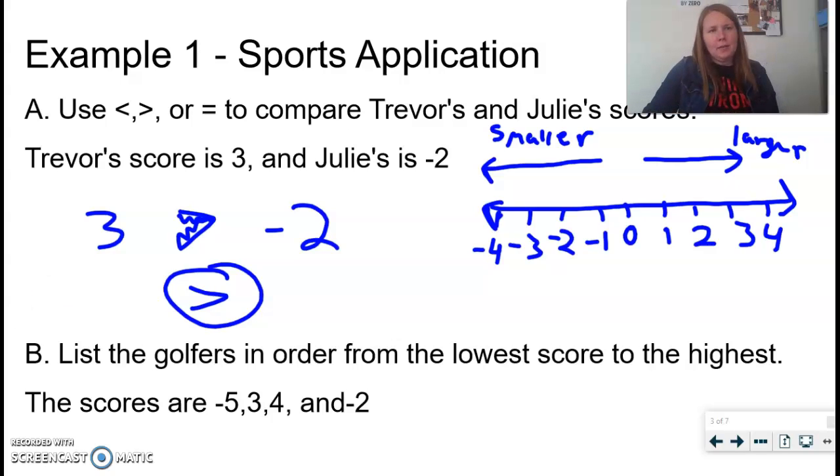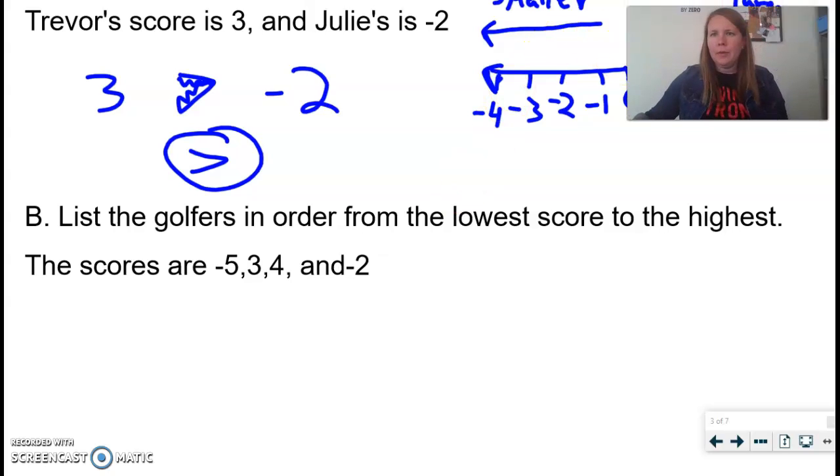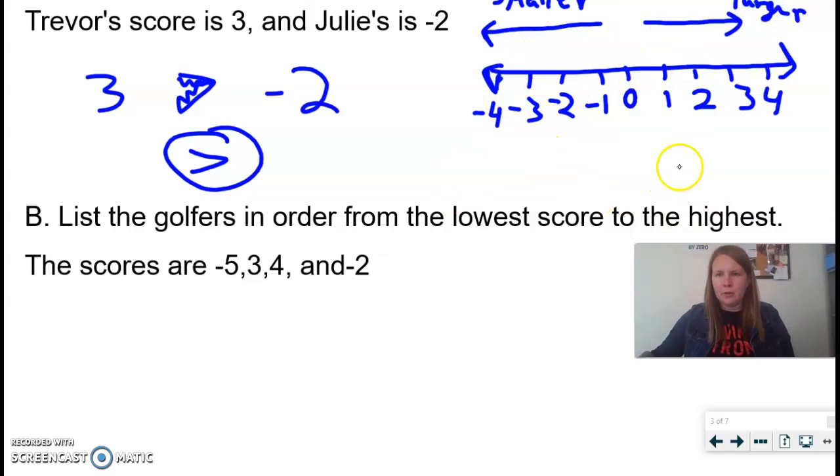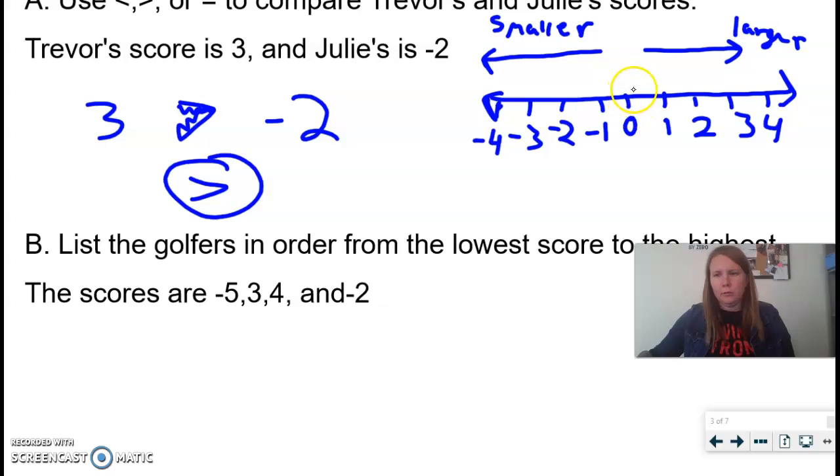All right, and then B. It says list the golfers in order from lowest score to the highest score. So we're going to take a look at these scores. I'm going to look at this number line that I used again. So understanding that everything to the right of 0 continues to get larger, and everything to the left of 0, the further you get down, the smaller it goes.